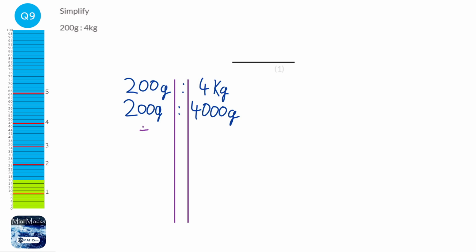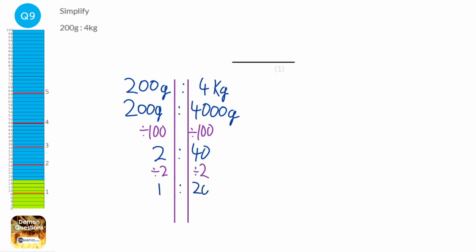Okay, so I'm going to remove the units now, and we're just going to focus on the numbers. So we can divide both sides by 100. Straight off the bat, so we've got 2 to 40. We can see we can divide them both by 2. And so we've got 1 to 20. And so it's 1 gram to 20 grams, or just 1 to 20.